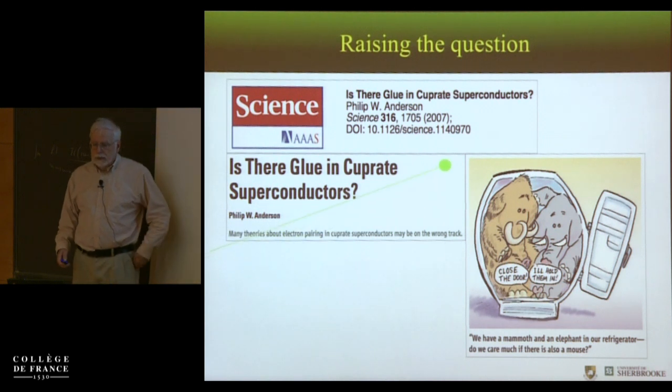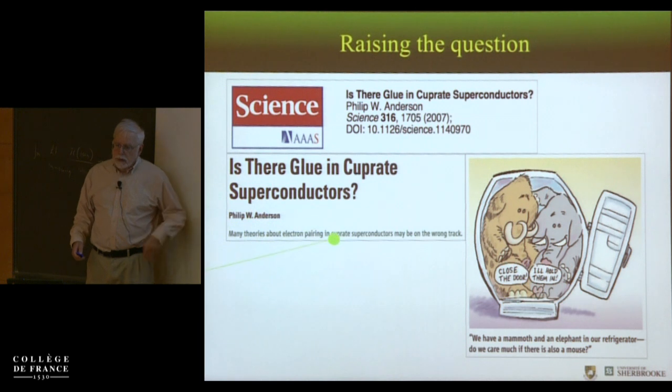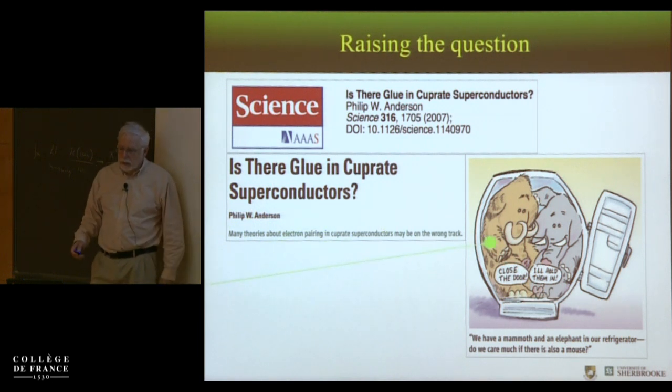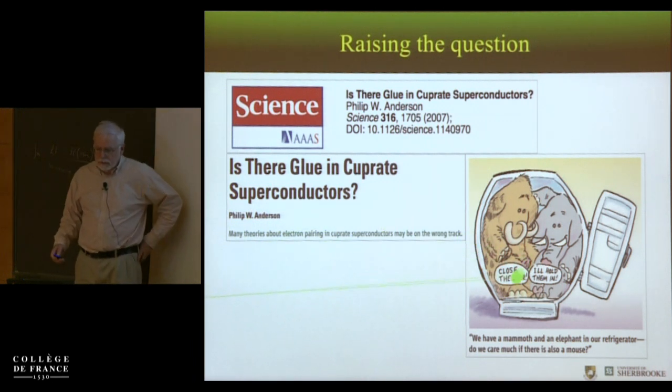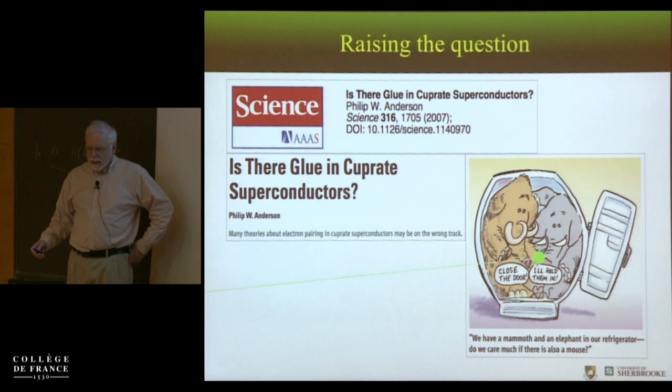So the question was raised by Anderson in 2007, a long time ago, but then there was this cartoon that appeared in Science, it's sort of a magazine, so they need cartoons. And the statement was that there's a mammoth and an elephant in the refrigerator. So this is U and this is J. And why do we need a mouse? So the mouse is the spin waves.